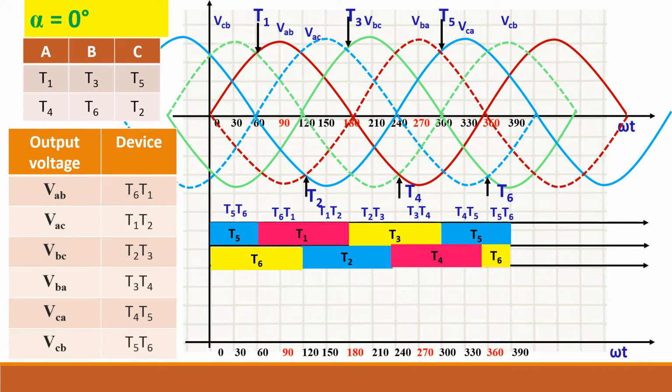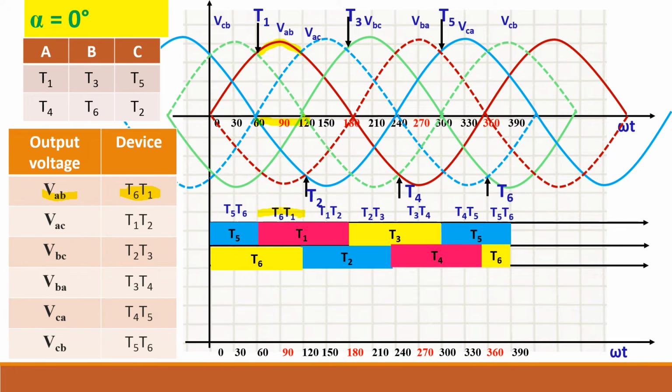Now, write this table which we have written earlier. So we have seen that when the T1 and T6 pair conducts, the output voltage will be VAB. So where is the T1 and T6 combination? Here. That is 60 to this 120. T1 and T6 conduct, the output voltage should be VAB. So now you trace this line VAB.